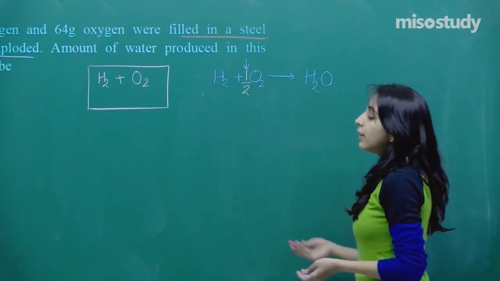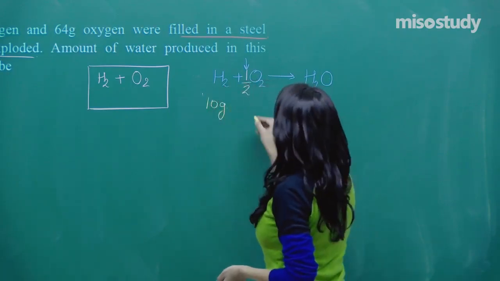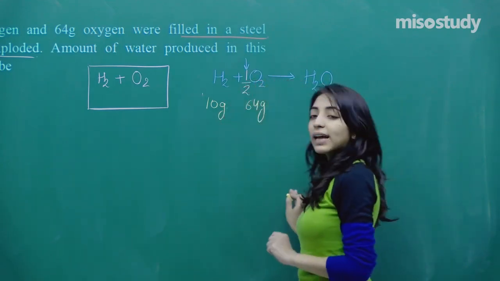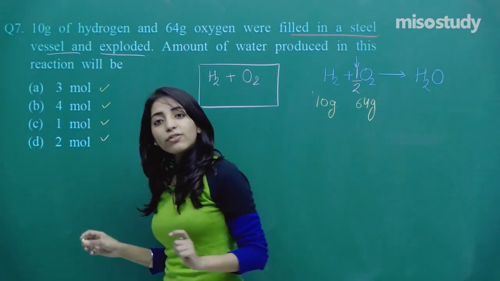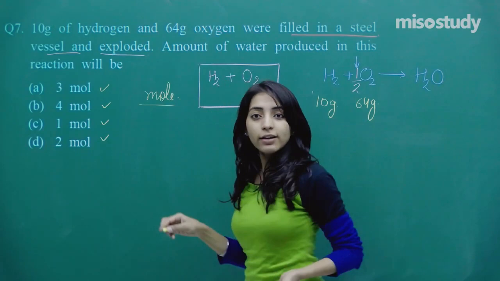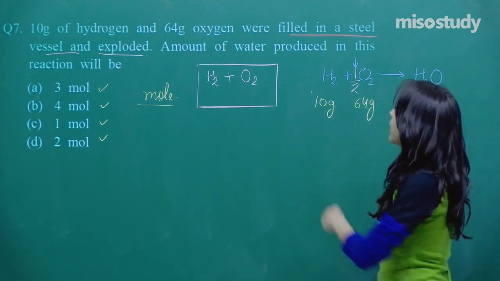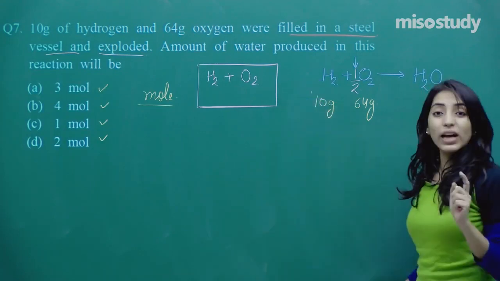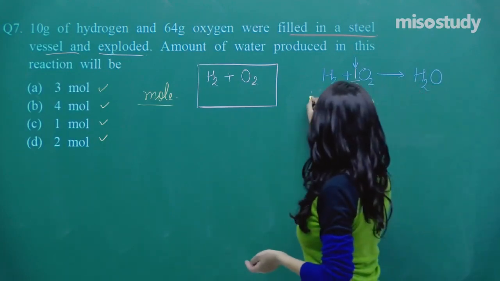Let's continue further. The question is, you are given 10 grams of hydrogen and 64 grams of oxygen. The amount of water produced in the reaction will be, guys, see, whether this or this or this or this, if any of them is the answer, it has to be written in moles, right? So my aim is not to talk in terms of grams but in terms of moles. Hydrogen is 1 gram per mole, and if you talk about H2, it should be 2 grams per mole. So what should be the number of moles in 10 grams? It should be 5.